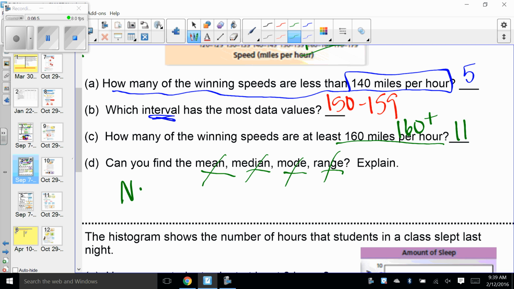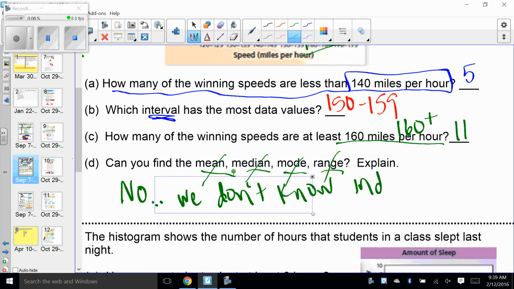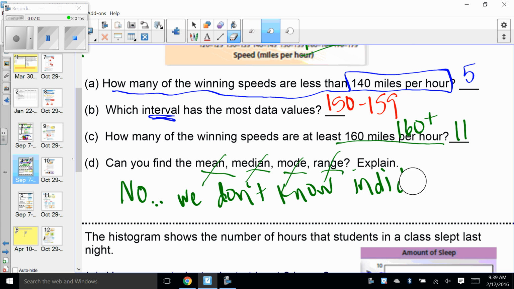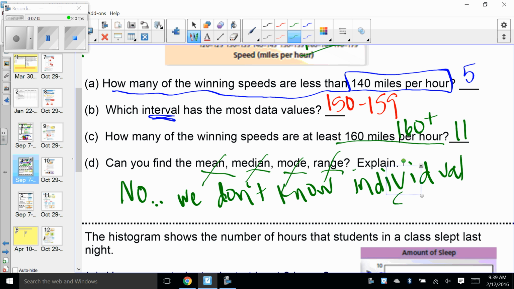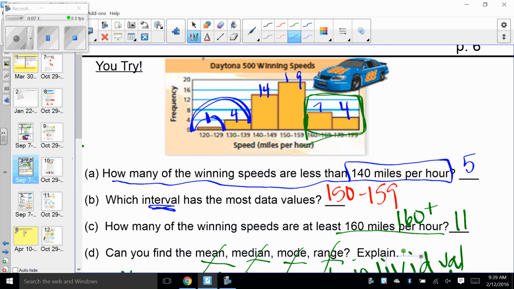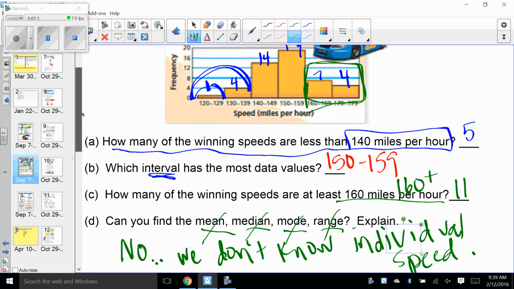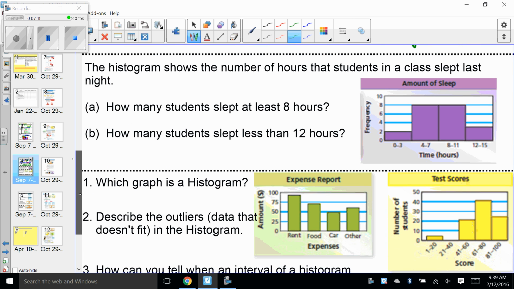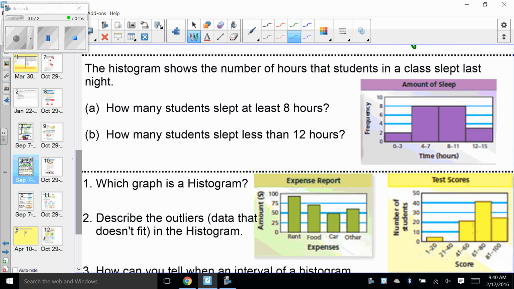So can you find those? No. We don't know individual speeds. We just know the range in which they fall. Whoops, I spelled that wrong. Sorry, guys. Individual speeds. We do not know individual speeds. So we couldn't calculate mean, median, mode, range without the individual data values. So it really just gives us kind of an overall idea. That's what histograms do for us. Give us an overall picture of where the fastest racers were coming in.